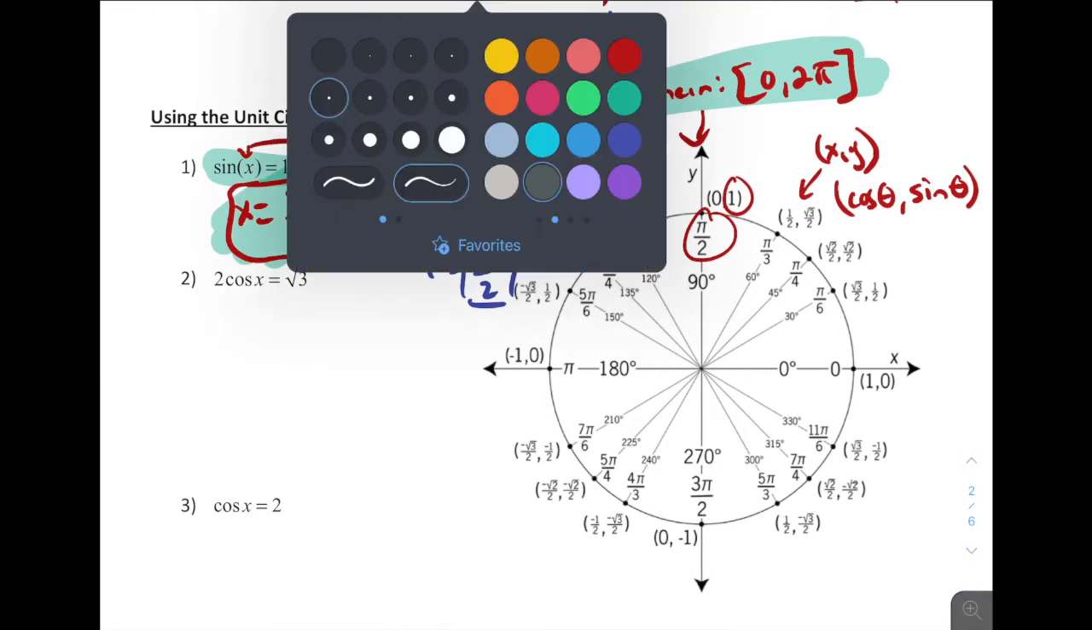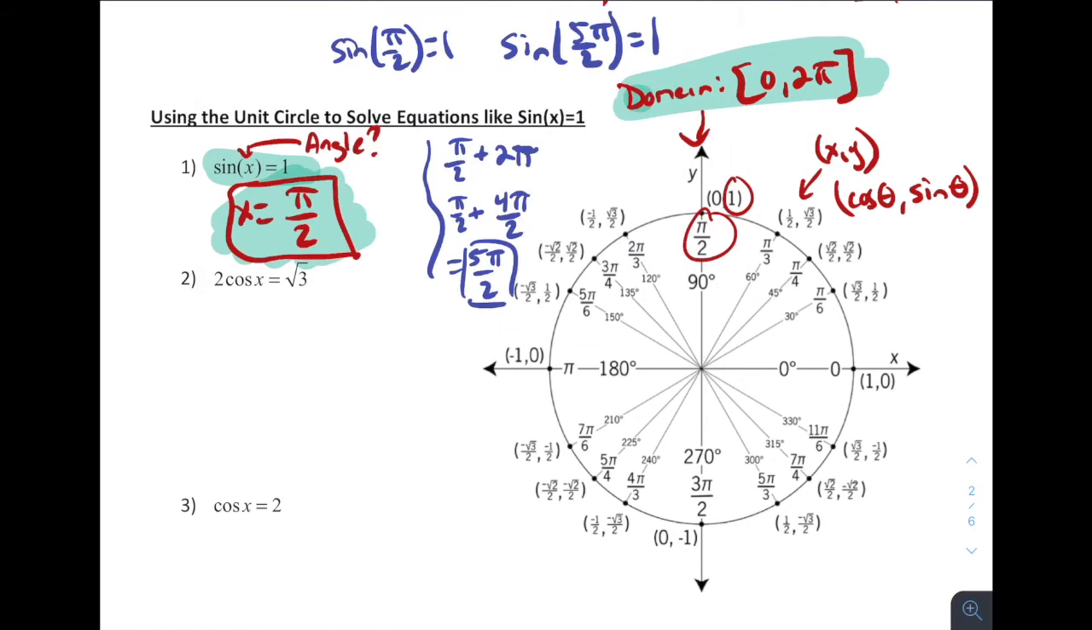We've got 2 cosine of x is equal to root 3. In this case, we're trying to solve for x, so we would really just want to divide by 2 on both sides, and so we would see that cosine of x is equal to the square root of 3 over 2.